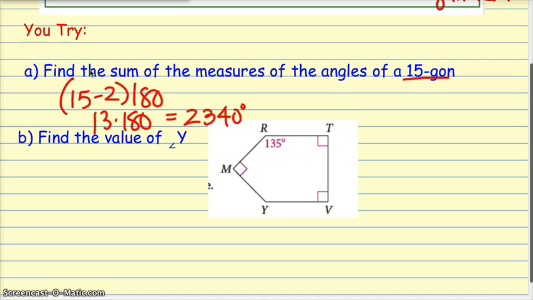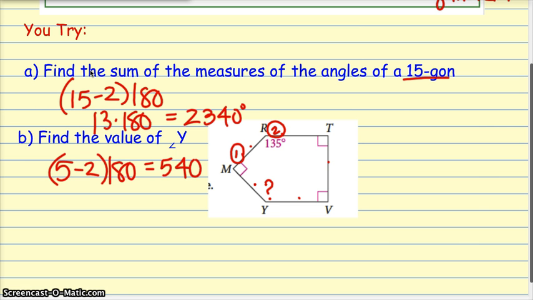This concept can be applied to find the missing angle measure. So the measure of angle y is down here. We don't know it. If this were a triangle, we would add everything up to 180. But because it's a 1, 2, 3, 4, 5 pentagon, a 5-sided figure, 5 minus 2 times 180 ends up being 540. So for a pentagon, I'm adding up all of these angles and setting it equal to 540.